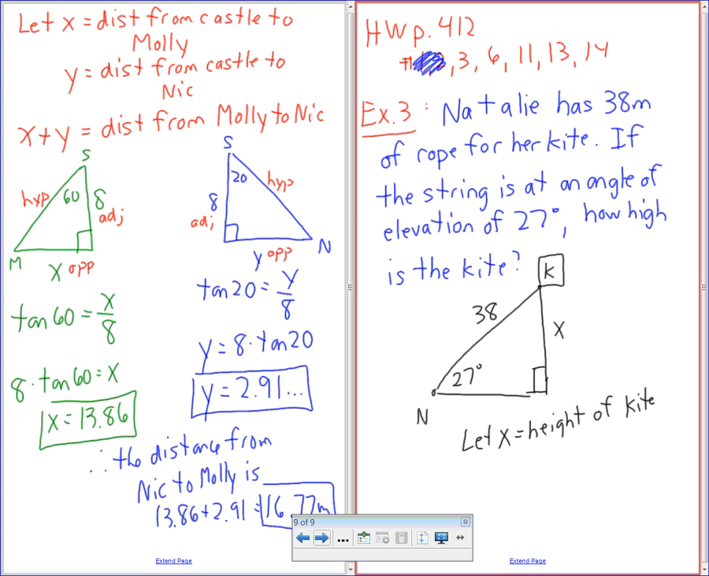Why is the 27 on the inside of the triangle this time? Think of what angle of elevation means. Angle of elevation means you're looking straight across and going up. So for this one, she's looking straight across, but she's looking upwards to where the height is. Let's work this one out, then that will be it for the day.